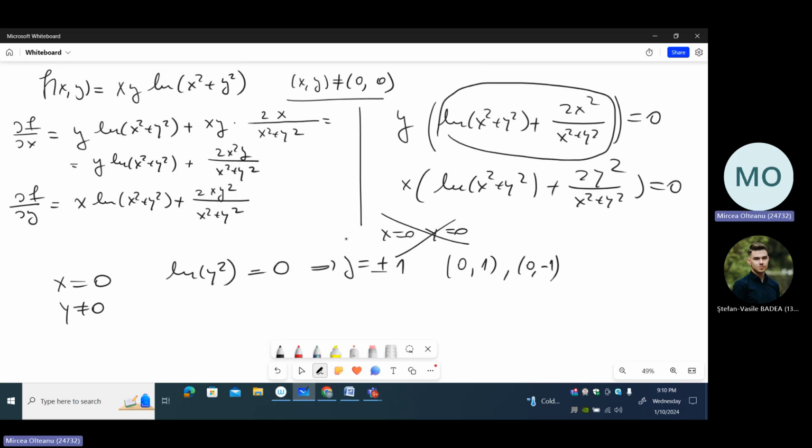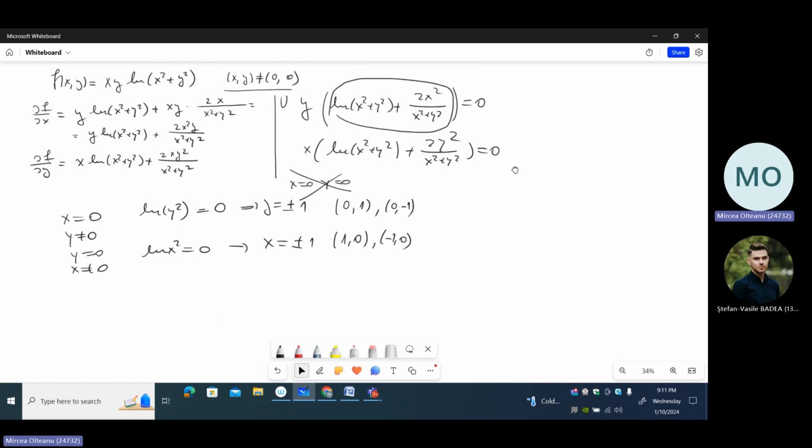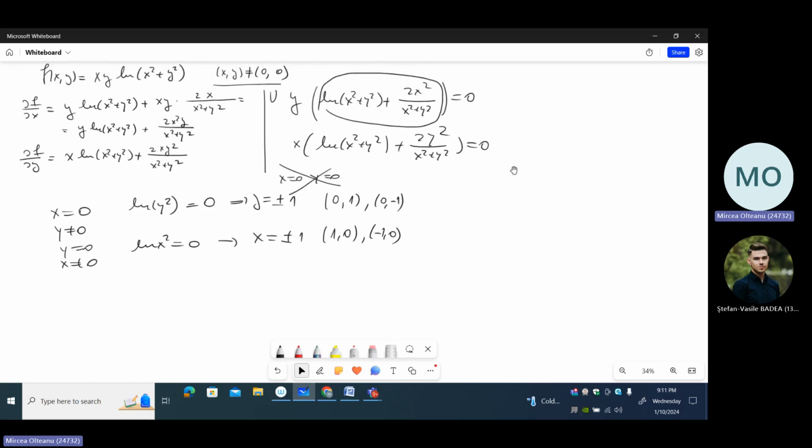Yes. And now the other case is when y is 0 and x is not 0. So if y is 0, this equation is fulfilled. And if x is not 0, but y is 0, then we have logarithm of x squared equals 0, and it gives us x equals plus minus 1, and we have the solutions 1, 0, and minus 1, 0. Okay, these are the critical points. It can be proved that these are the only ones.